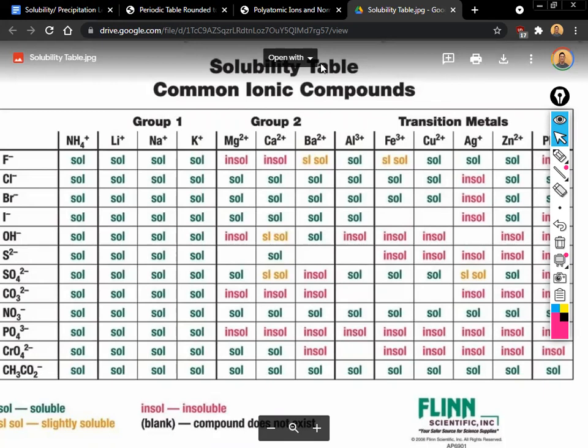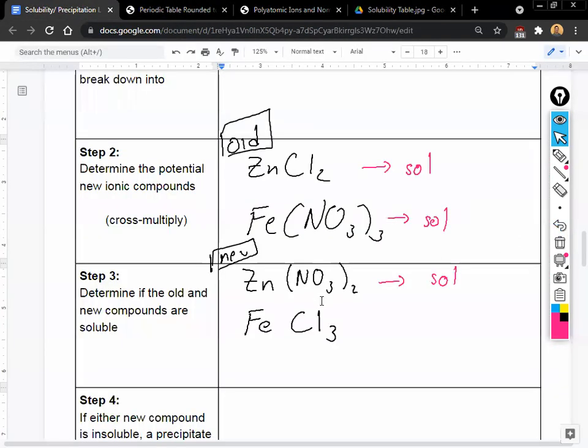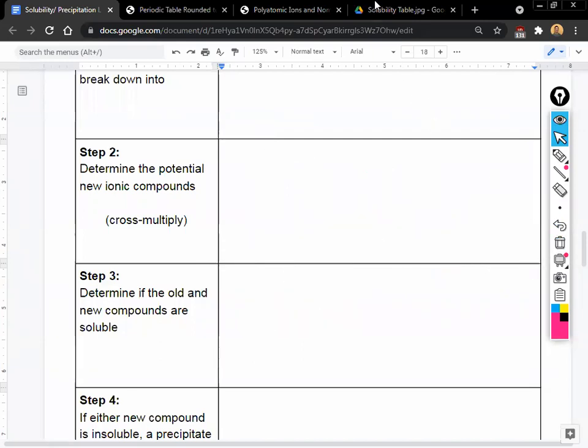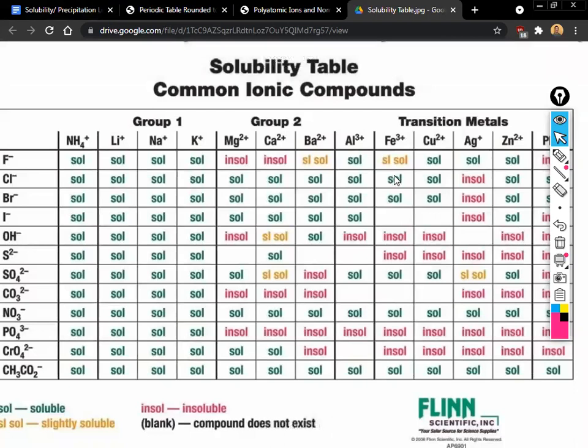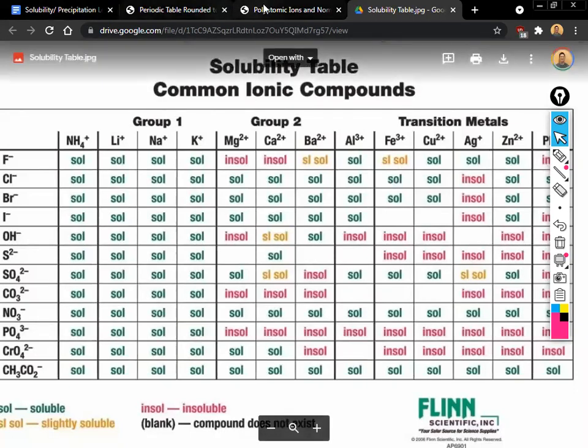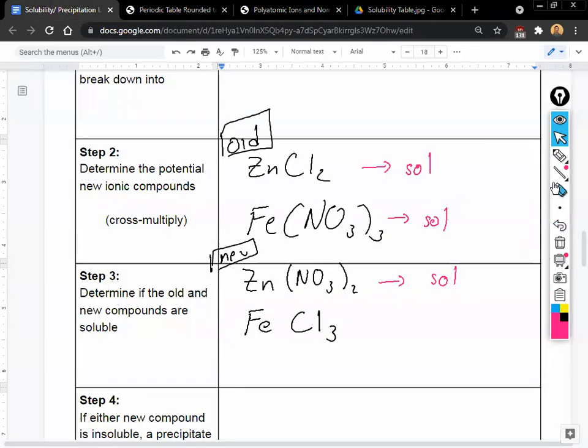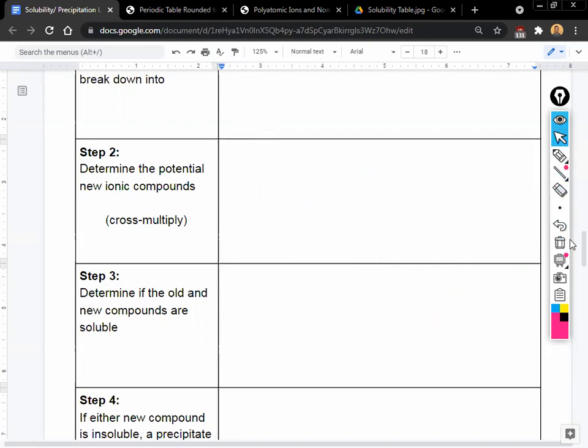And then for the very last one, FeCl3, if we go to the table and we look at Fe and Cl, is it soluble or insoluble? Soluble. So every single one of these guys is going to be soluble. If they're all soluble, are they going to form a precipitate or not? No precipitate, because if everything dissolves in water, it's not going to form any chunks. It's not going to change the color. It's just going to stay the same way. So that's going to be for part 4.